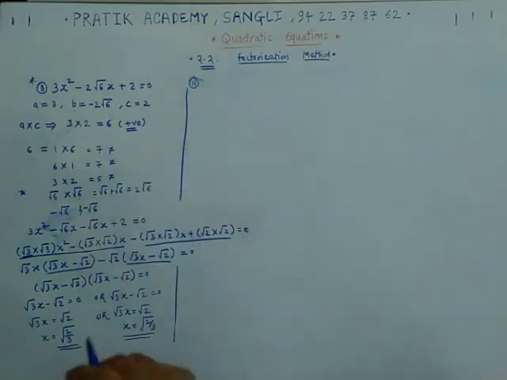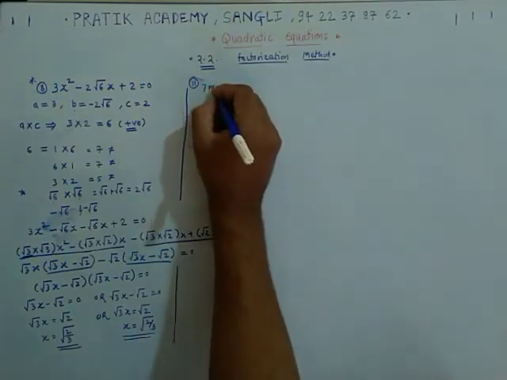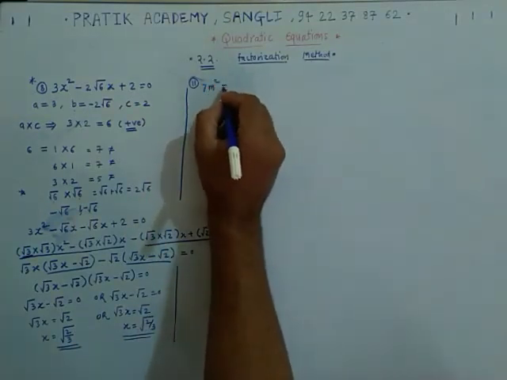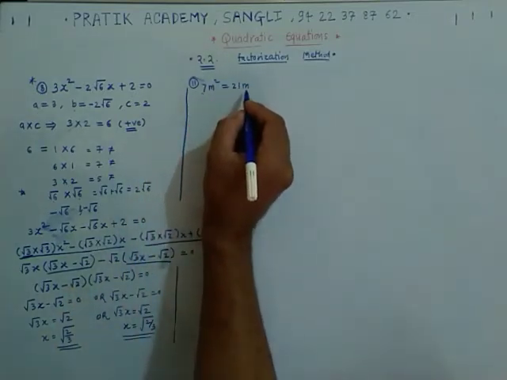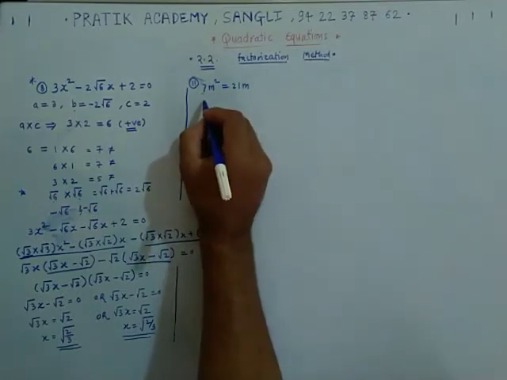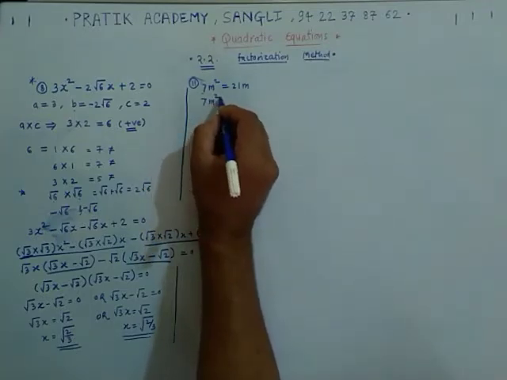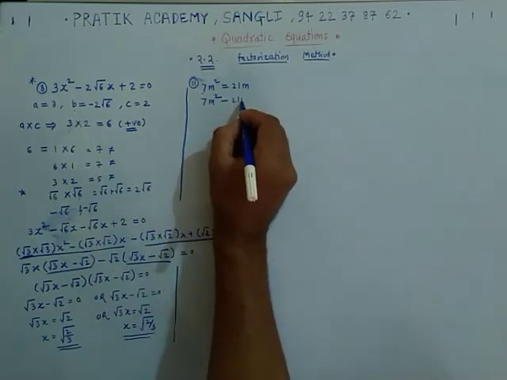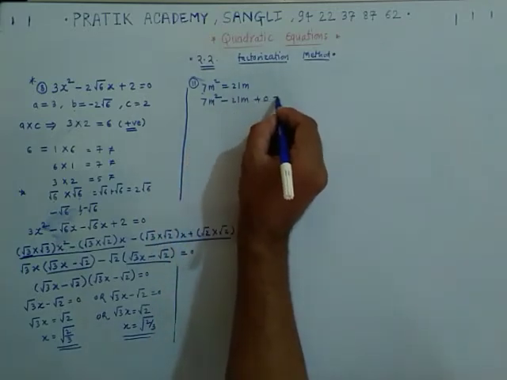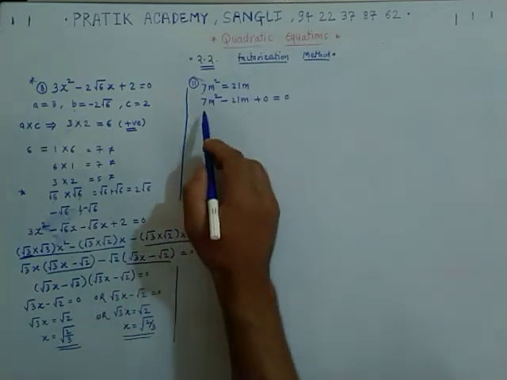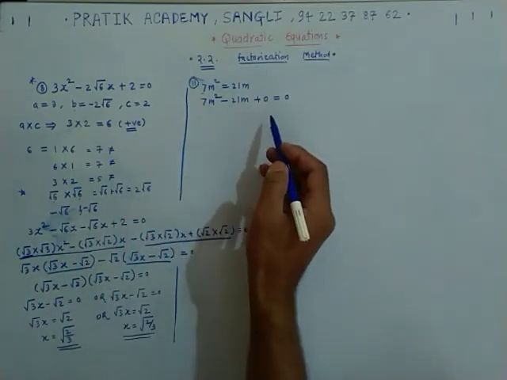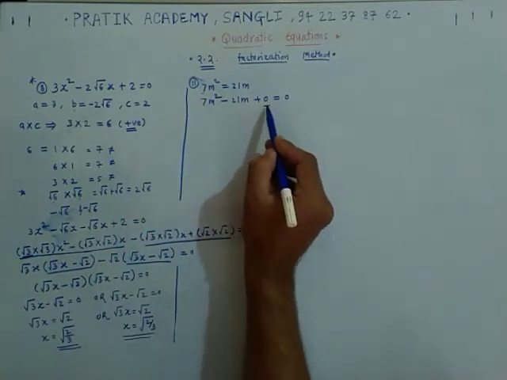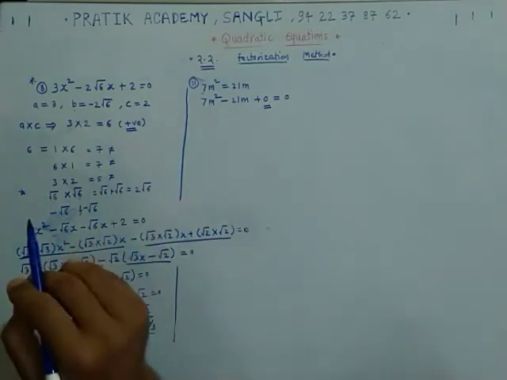Okay, problem number 11. So what is the problem? 7m square is equal to 21m. So arrange this equation in standard format. So 7m square minus 21m plus 0 is equal to 0. ax square plus bx plus c. So in this equation we found that there is no c term, because c is 0.